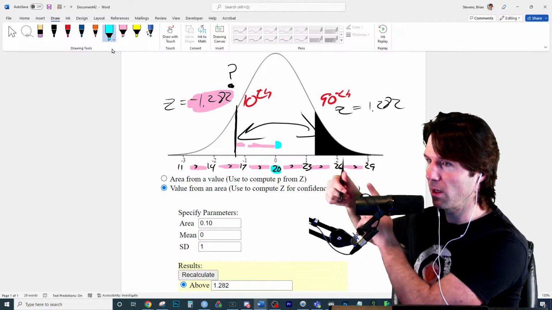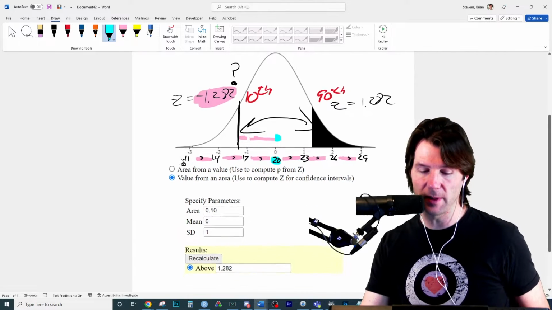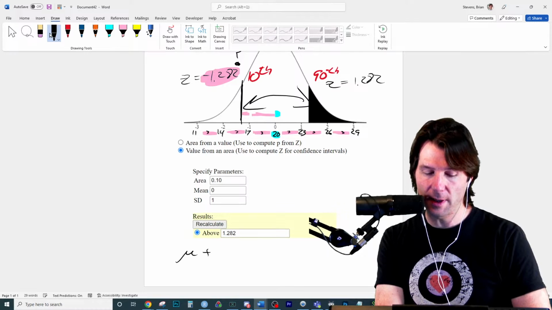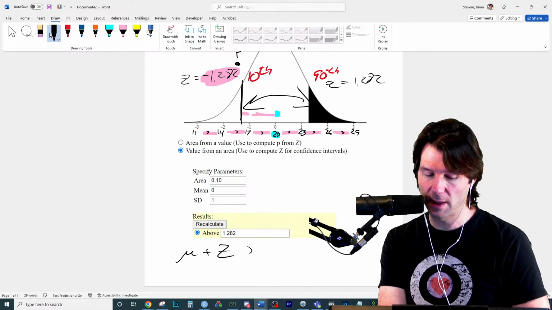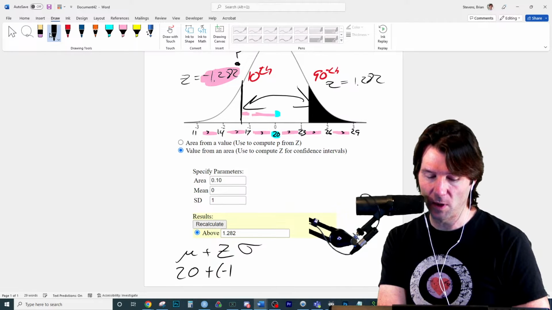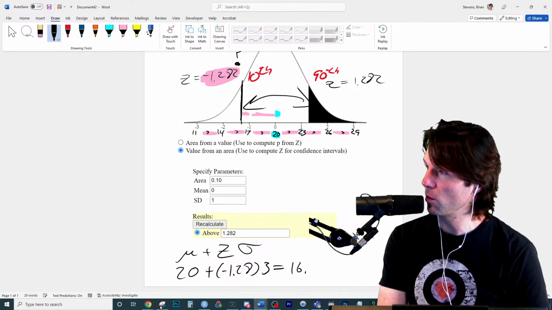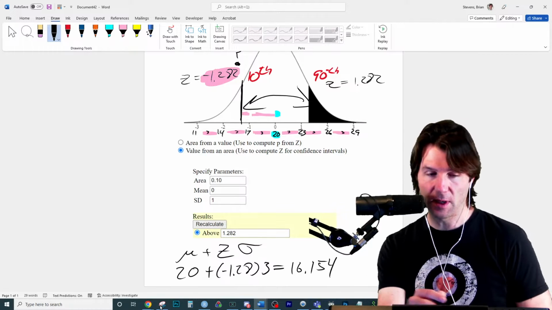And that's what I'm showing right there with the colors. Now we need to actually go 1.282 standard deviations below the mean. So we go to the mean. So mean plus z-score times standard deviation, and you can do plus because the z-score is negative. The mean is 20, the z-score is negative 1.282, and the standard deviation is 3. And we'll go with what Blake said, 16.154.